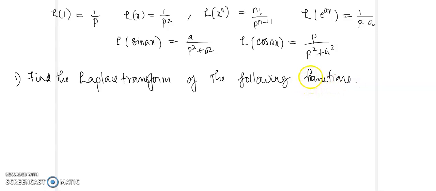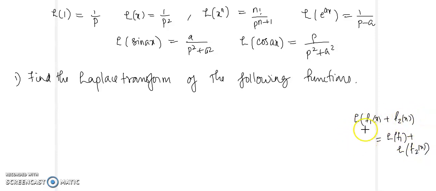We know that the integral of a sum will be equal to the sum of the integrals. So if you have the Laplace transform of two functions f1 of x plus f2 of x, then that will be equal to the Laplace transform of f1 plus the Laplace transform of f2 of x, because those properties come from that of the integral.